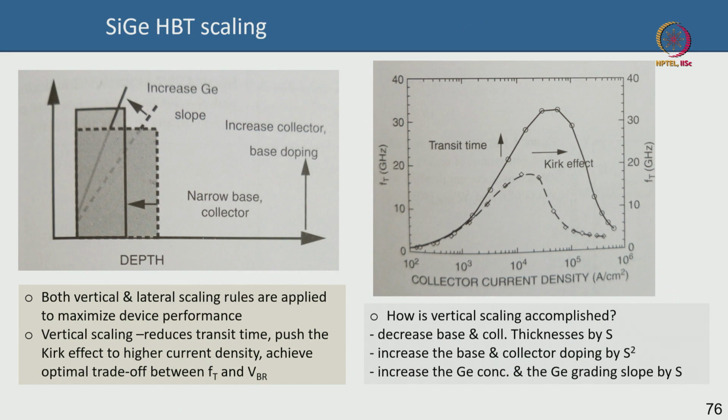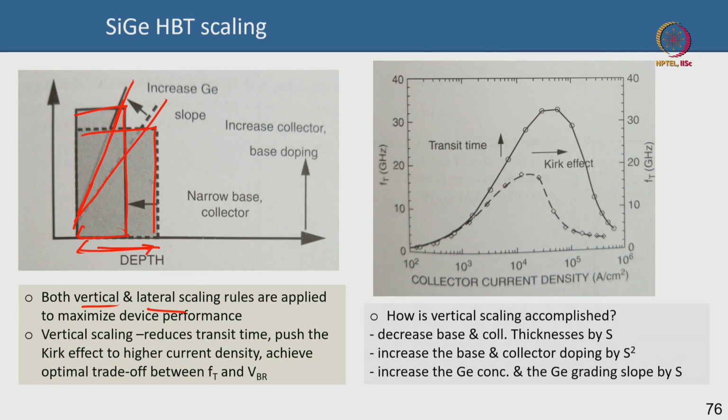Now with more aggressive technology nodes, silicon germanium HBT also needs scaling. So there is vertical scaling, there is lateral scaling. You have to apply some scaling rules. When you scale the thickness of the silicon germanium layer, one thing that you have to do is increase the slope of the grading. Initially you had a certain thickness of silicon germanium and a grading slope of germanium concentration. But now you have made it narrower, you have scaled it down. So your slope of the germanium grading also has to increase.